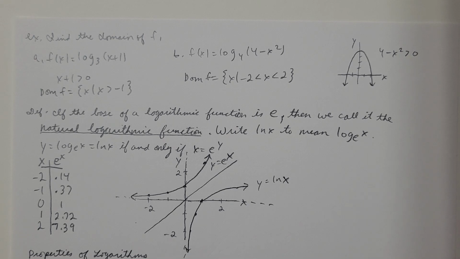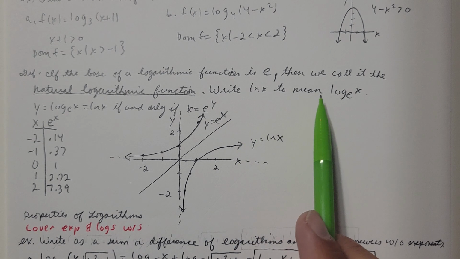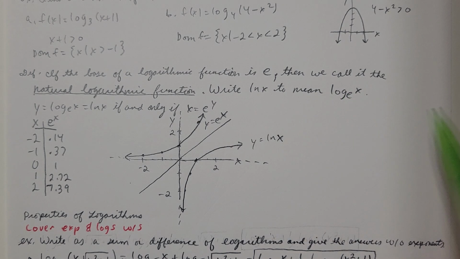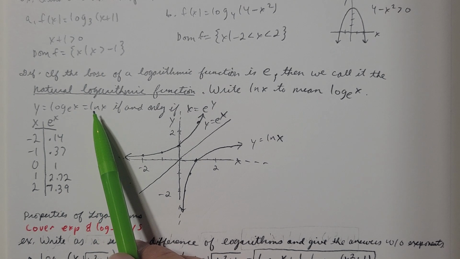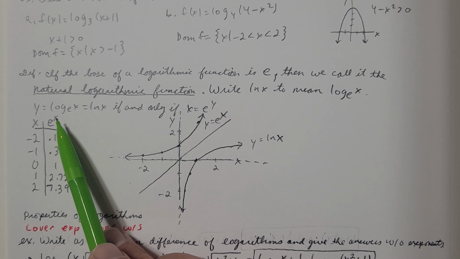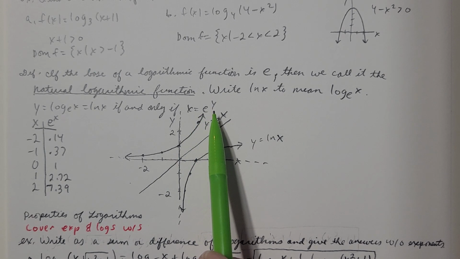Okay, let's take a look at this next. Here's a definition. It says if the base of a logarithmic function is e, the number e, then we call it the natural logarithmic function. For notation, you're going to write the ln of x to mean log base e of x. Okay, the ln notation is used in every math book. So if I have y equals log base e of x, that means the same thing as y equals the ln of x. Okay, and y equals the ln of x means that x equals e to the y, if I'm using the definition of a logarithm.